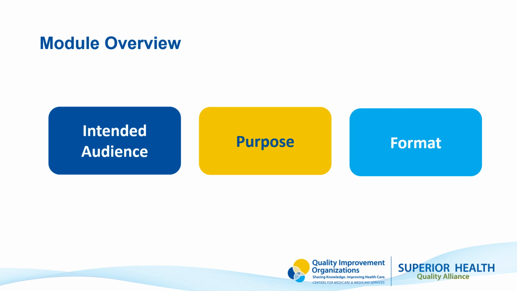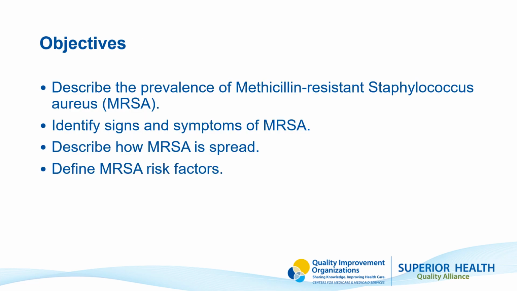It is not necessary to complete the entire series of modules in one sitting. You can leave and return to any of the modules at any time. Once you have completed this learning module, you may test your knowledge and understanding of the material by completing the quiz. Following completion of this module, you should be able to describe the prevalence of methicillin-resistant Staphylococcus aureus, identify MRSA signs and symptoms, describe how MRSA is spread, and identify who is most at risk for MRSA.